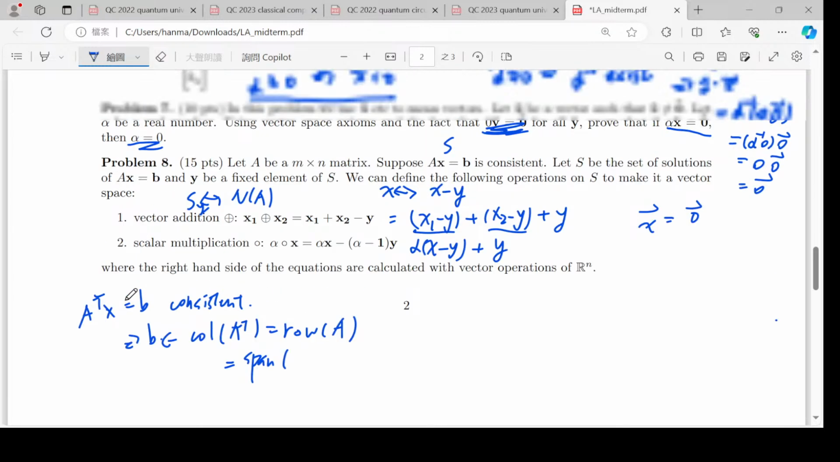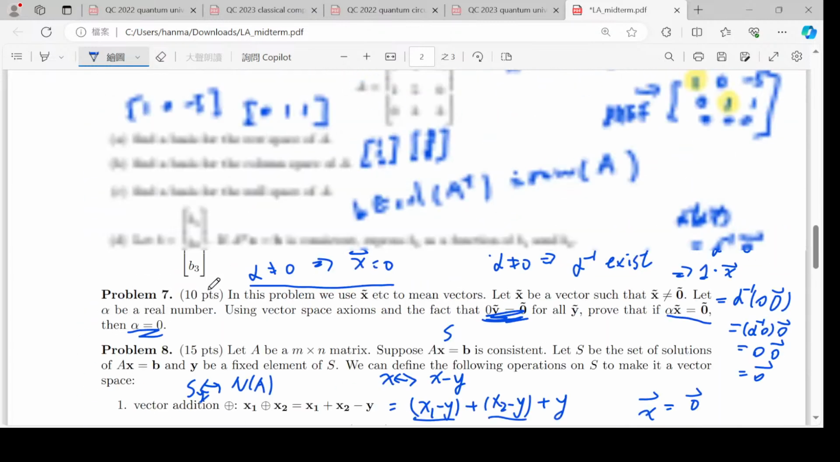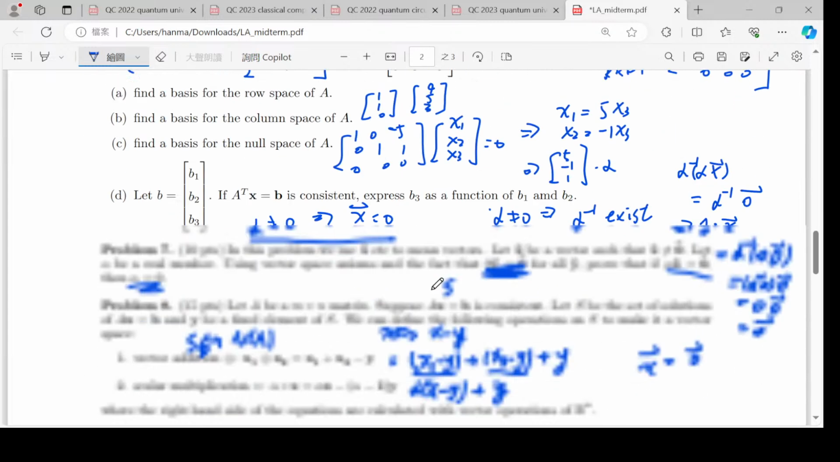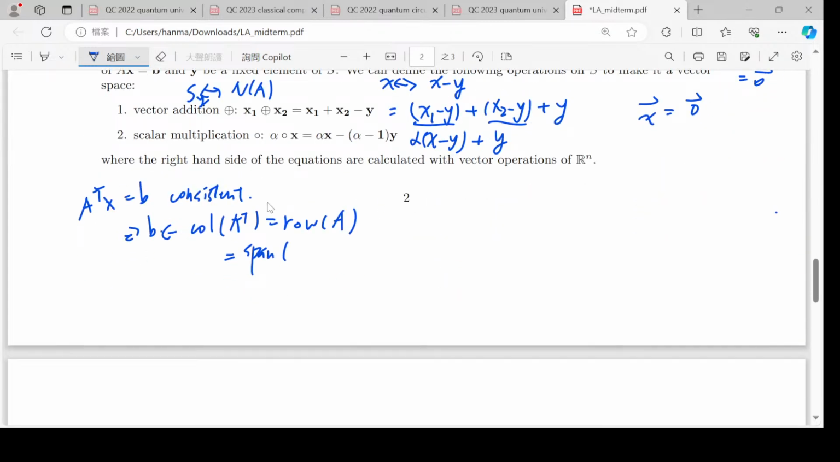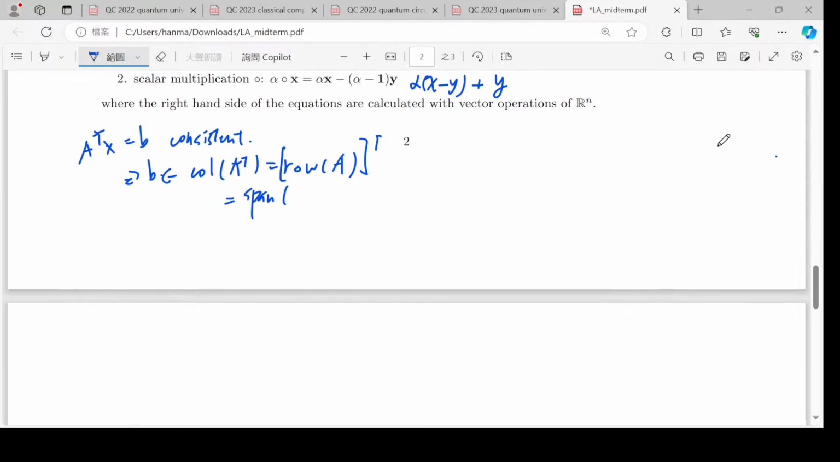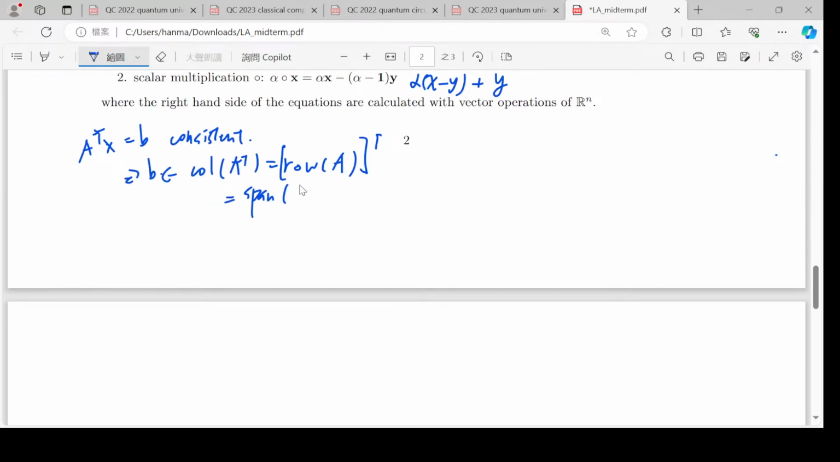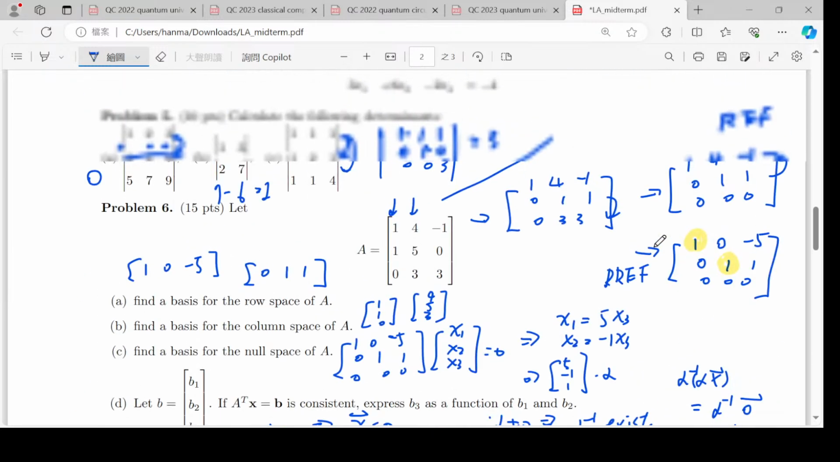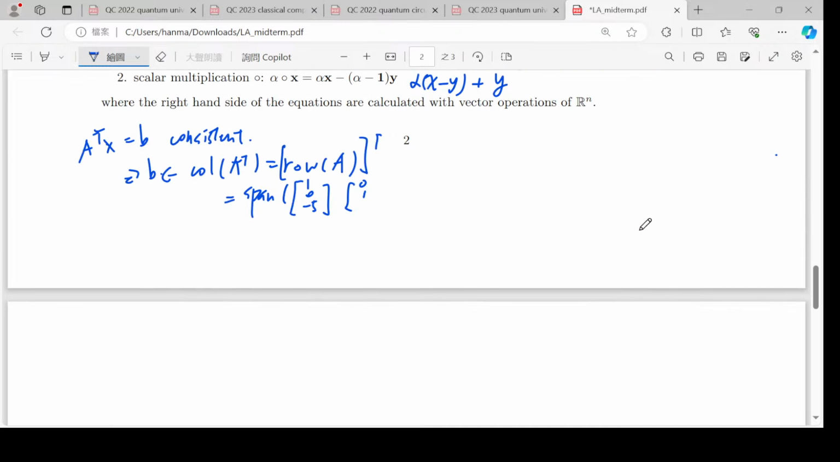Here we are confusing a row vector with a column vector, so it's a little confusing. It's like a row space transpose. So anyway, those two vectors transposed are in the span of 1, 0, minus 5 and 0, 1, 1, those two column vectors.